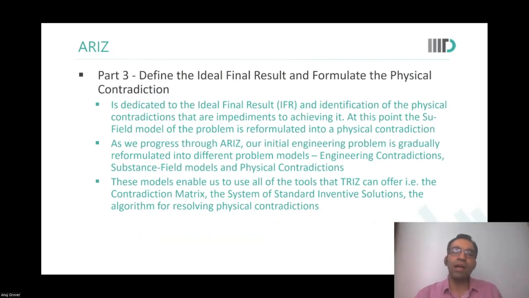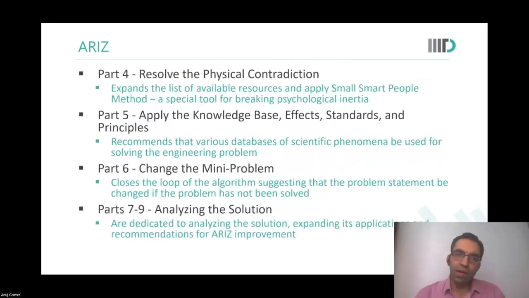Then we look at what is the ideal final result. Over here, we make the substance field diagram, and we reformulate it into a physical contradiction. And this enables us to use the various tools that we have. In the fourth part, we expand the list of available resources, and we apply the small smart people method.